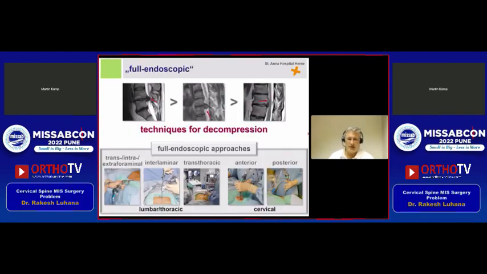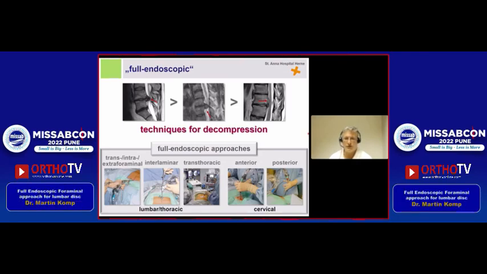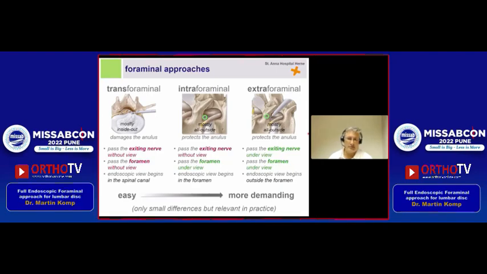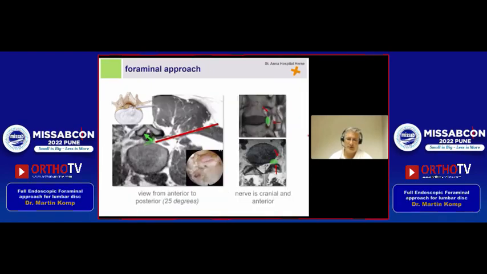When we're talking about full-endoscopic techniques, we all know this is first of all a technique for decompression, and we developed in the last more than 20 years a lot of technical things, but also approaches to all parts of the spine. And I will talk about the foraminal approach. We divide the foraminal approach into a transforaminal, intra- and extraforaminal one, and now I will hint at some specialties for these three parts of the foraminal approach.